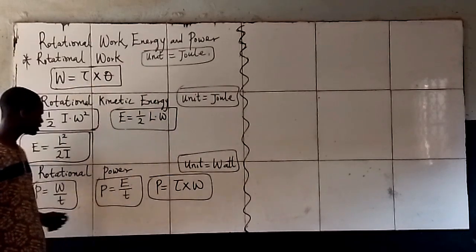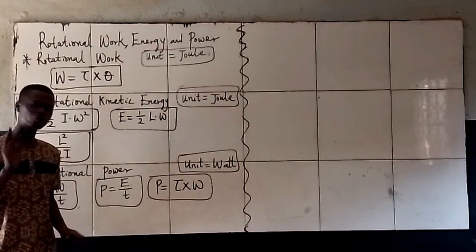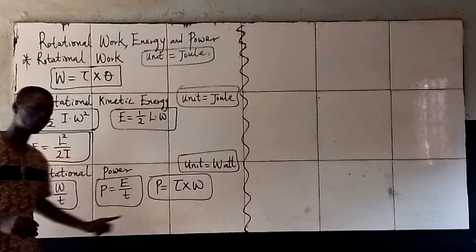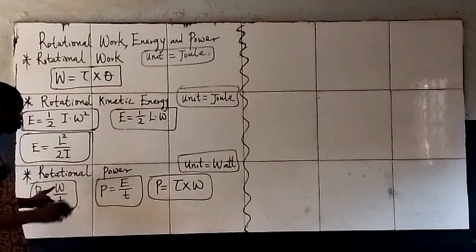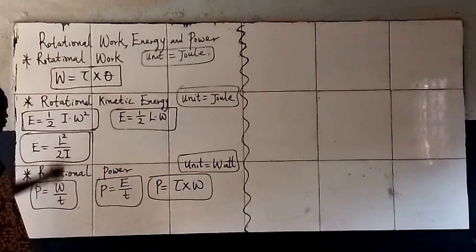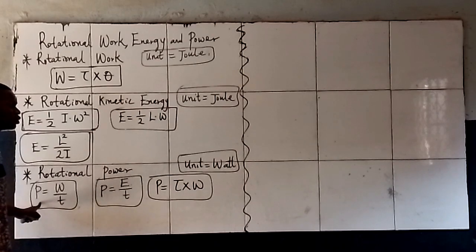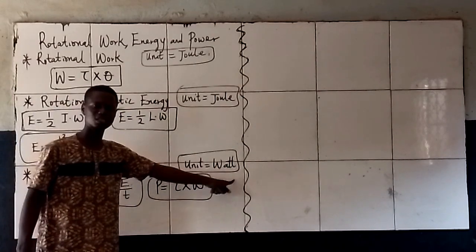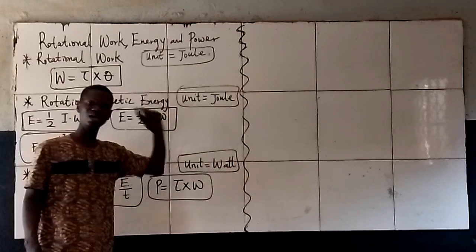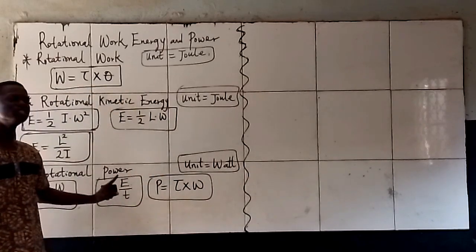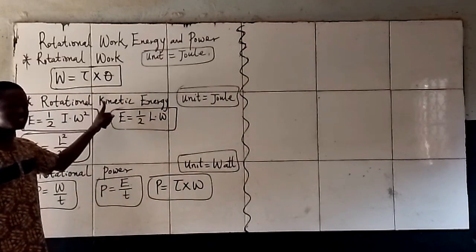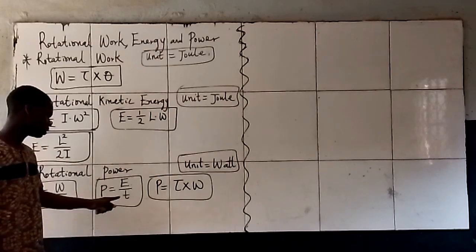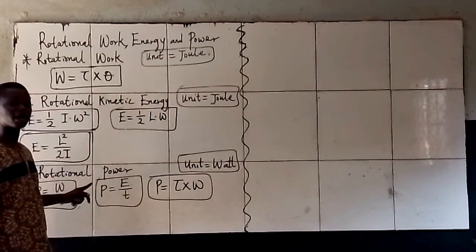Okay? Now let's talk about rotational power. For rotational power, there are three important formulas. If by chance you already know the rotational work done, simply divide it by the time given, and you will get the rotational power. And the unit is the same as that for normal power, which is what? Watts. Now, if by chance you already know the rotational energy or rotational kinetic energy, divide it by the time, and you will get the rotational power.